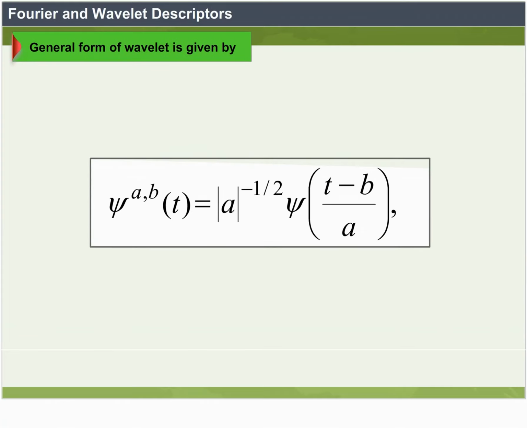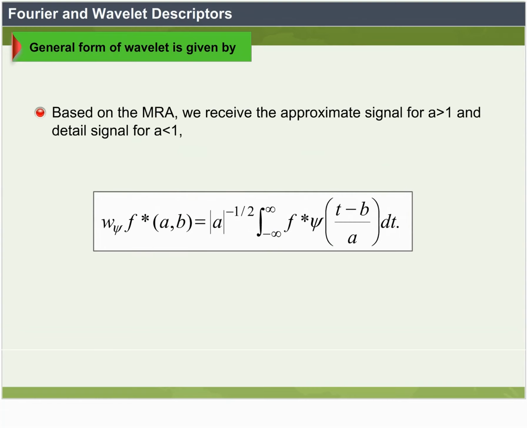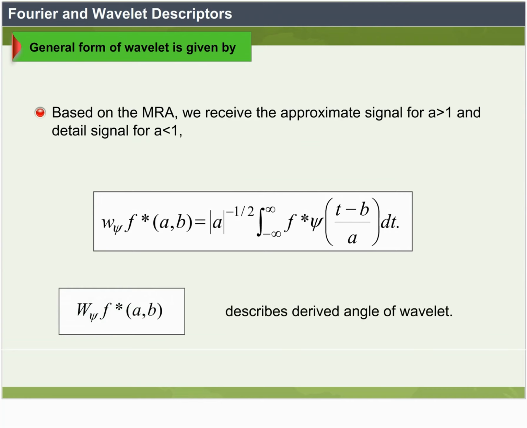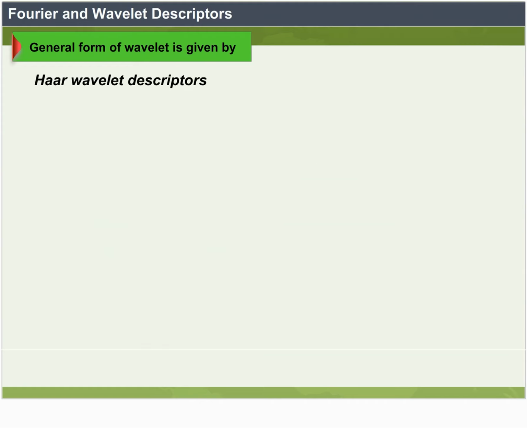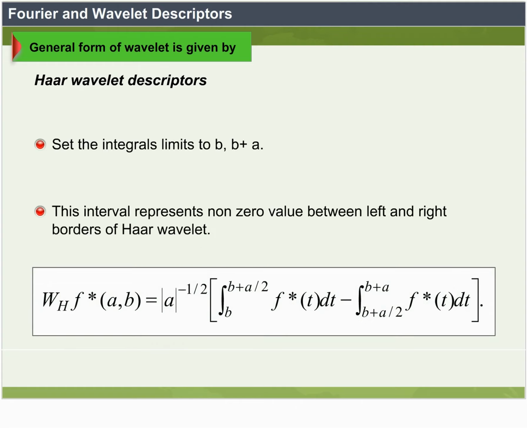Based on the MRA, we receive the approximate signal for a greater than 1 and detailed signal for a less than 1 as shown. Haar wavelet descriptors. This is obtained by setting the integral limits to b, b plus a. This interval represents non-zero value between left and right borders of Haar wavelet. The resulting expressions can be seen on screen.